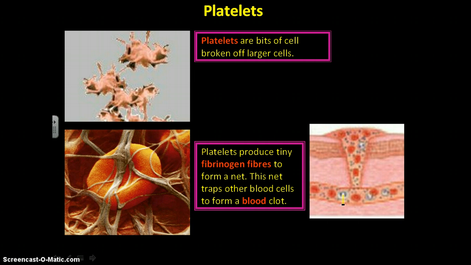Platelets. Platelets are bits of cell broken off larger cells. Platelets produce tiny fibrinogen fibers to form a net. This net traps other blood cells to form a blood clot. So if you get a cut, the reason you don't bleed uncontrollably is because your blood will clot at the wound to stop the bleeding.